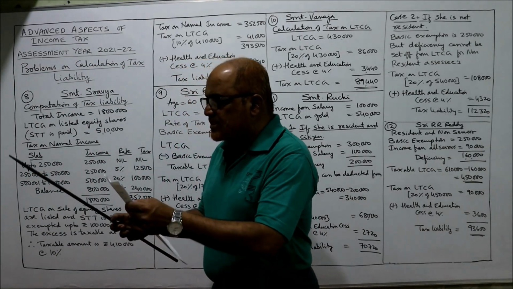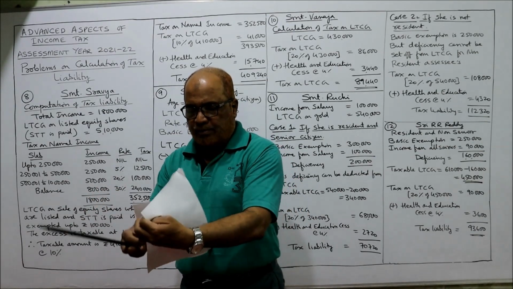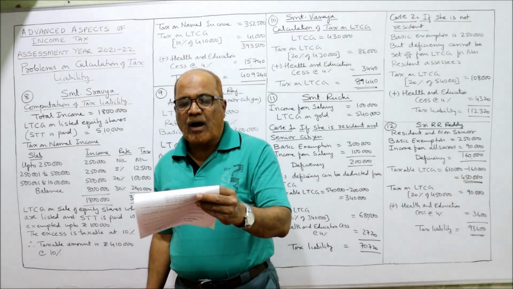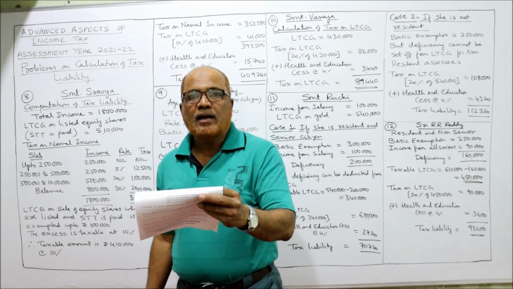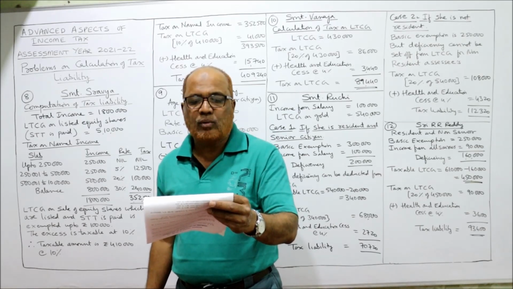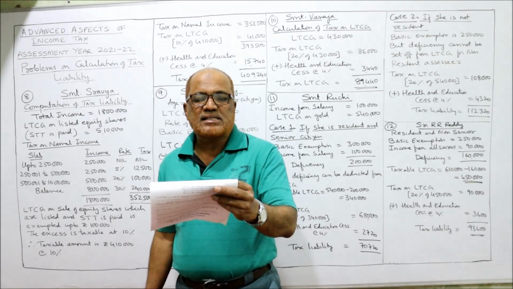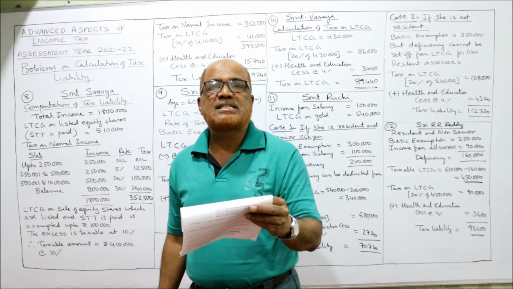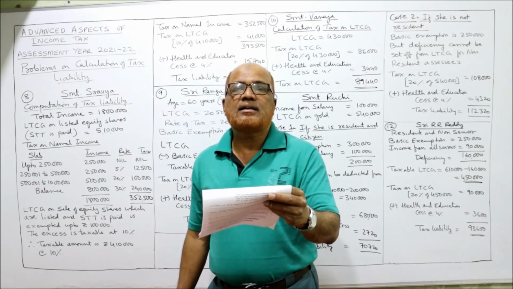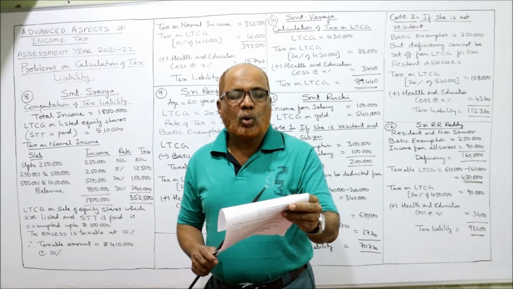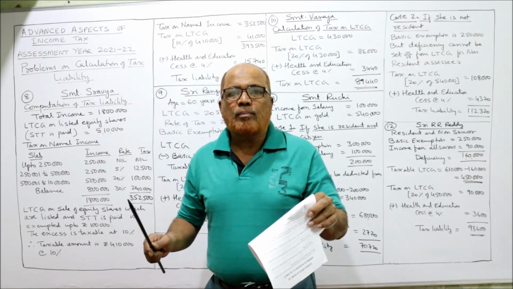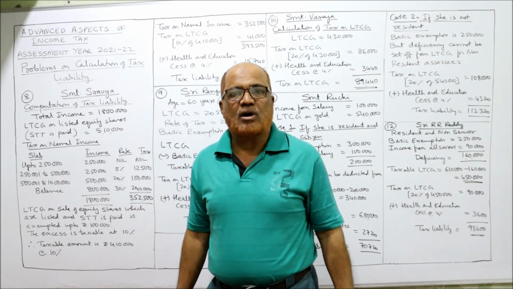Come on viewers, now start the 8th problem. See the 8th problem carefully. For the previous year 2021, Srimati Sravya's income details are: total income 18 lakh, and income from long-term capital gain on listed equity shares, on which security transaction tax (STT) is paid, is 5,10,000. Calculate tax liability. Remember, the total income of 18 lakh is the normal income. On the normal income, we apply the slab rates of tax.